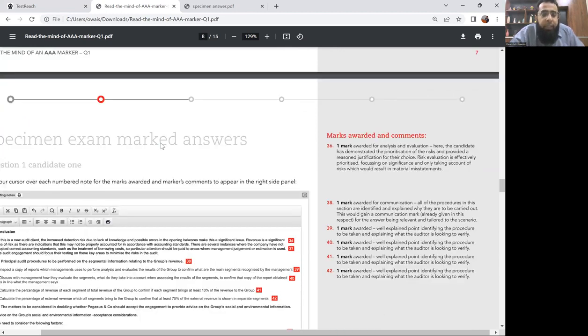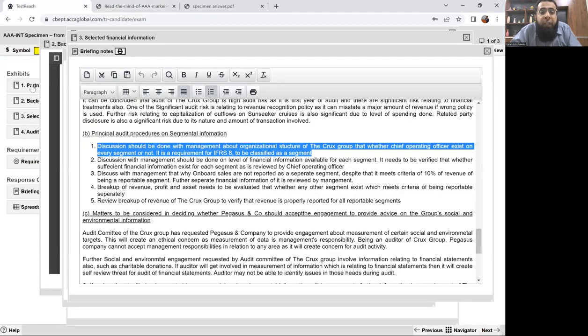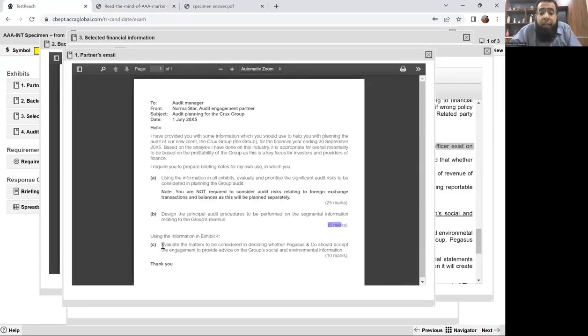Now let's look at the last part. The matters to be considered in deciding whether Pegasus and company should accept the engagement to provide advice on both social and environmental information. The last part, if you remember, 10 marks. Evaluate the matters to be considered in whether Pegasus and company should accept the engagement to provide advice on the group's social and environmental information. The requirement relating to ethics, if you remember.